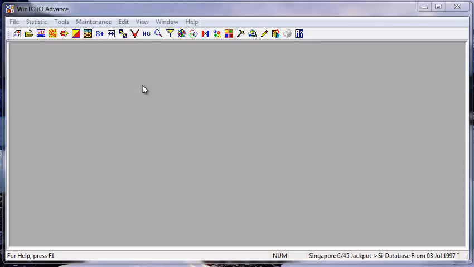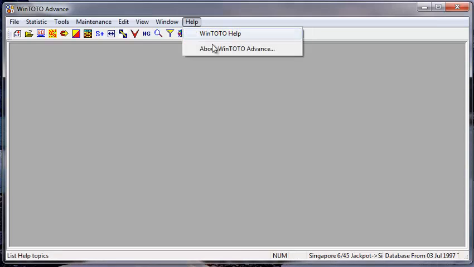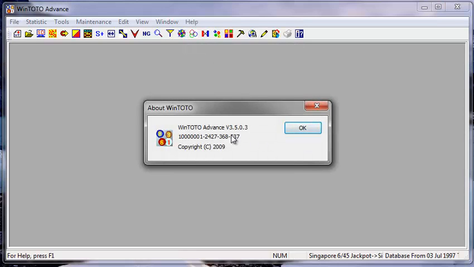Now, before we start to discuss our numbers with you, do allow me to take this opportunity to announce that Example has already launched the latest Wintoto Advance, which is version 3.5.0.3. So how do you know? Click on Help, Check About Wintoto Advance. You can see that the version is 3.5.0.3.